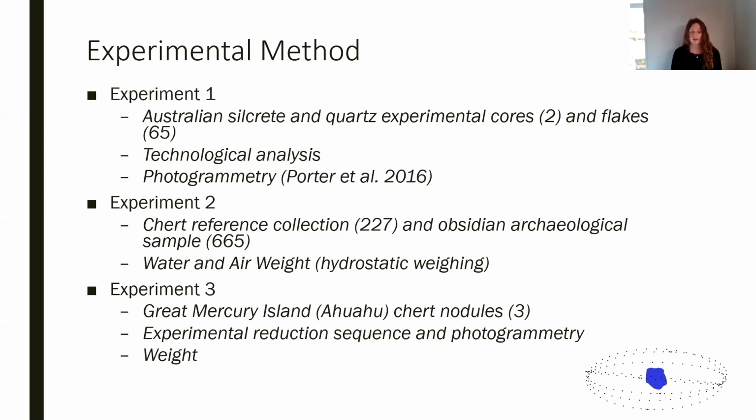The New Zealand sources of obsidian are known to vary in density, so the intra and inter-source variability of chert and obsidian were compared. A third experiment was also conducted on 3 chert cobbles from Ahuahu, Great Mercury Island, related to the exploration of the modelled nodule volume through experimental work. This will be discussed in brief detail at the end of the total assemblage volume results.